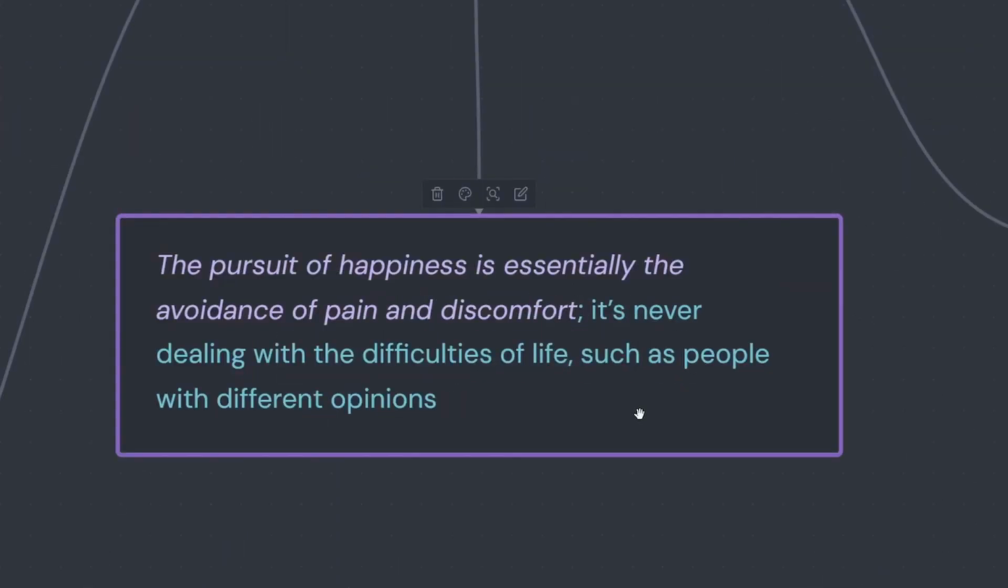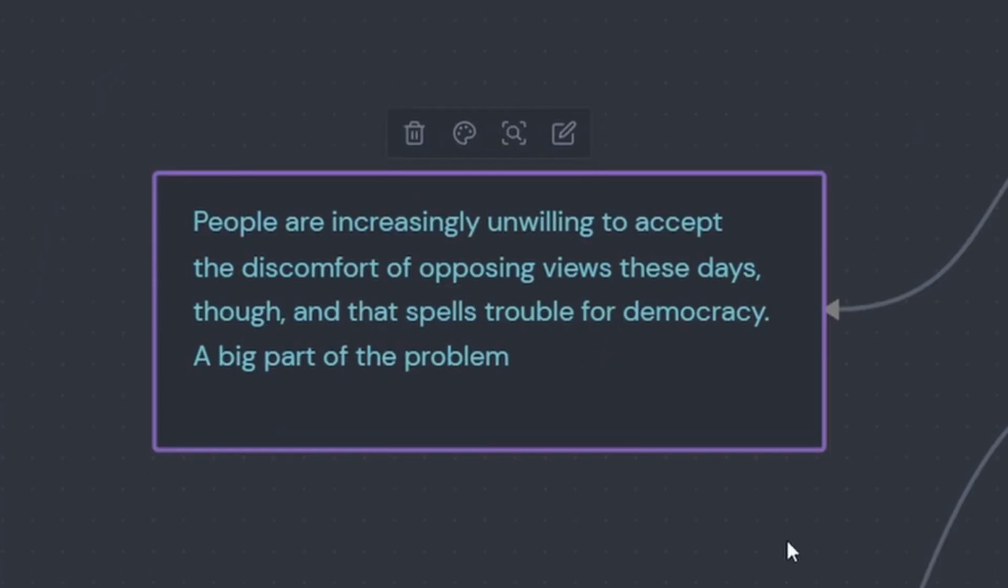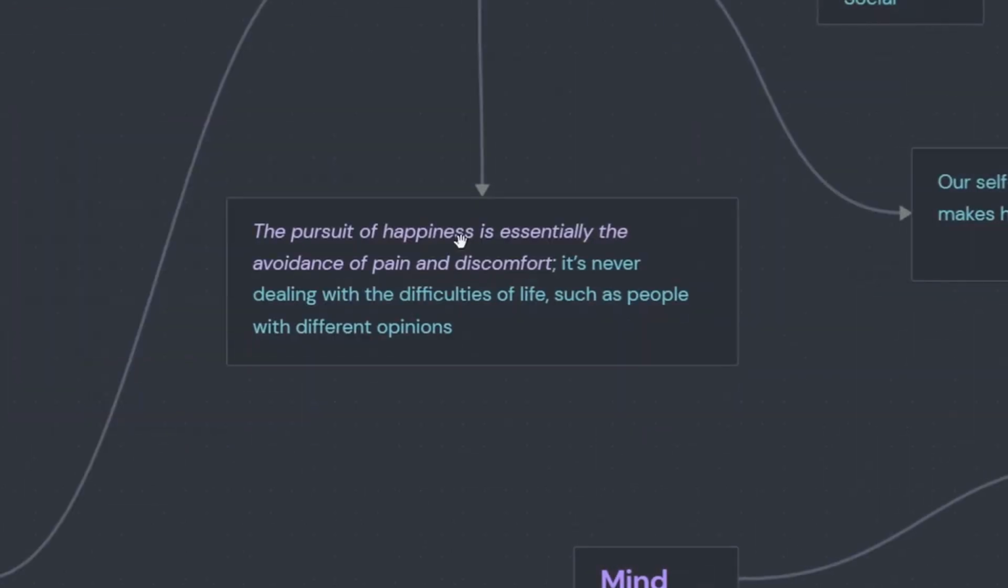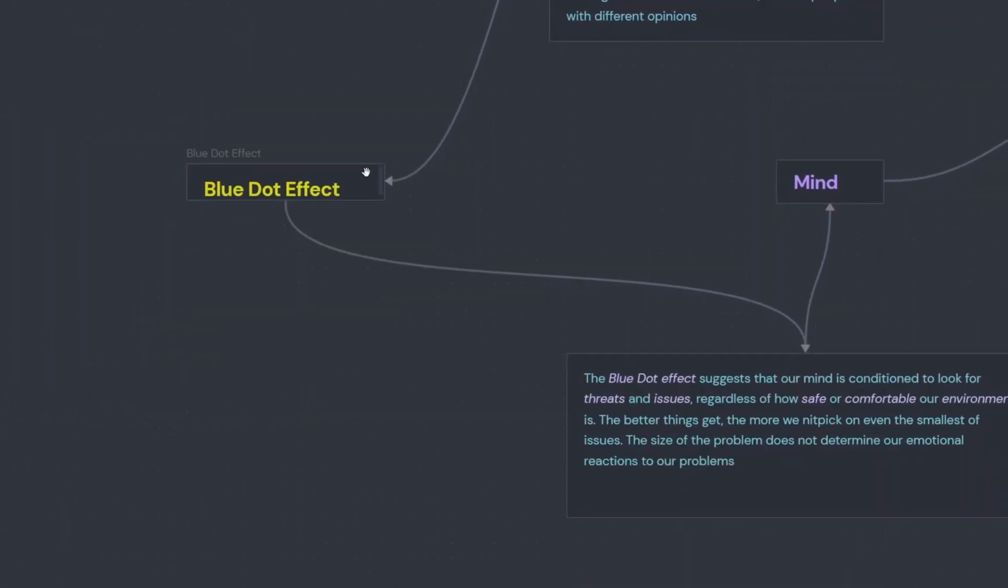It's never dealing with the difficulties of life, such as people with different opinions. People are increasingly unwilling to accept the discomfort of opposing views these days, and that spells trouble for democracy, which is a big part of the problem. In the pursuit of happiness, it leads us into the blue dot effect.